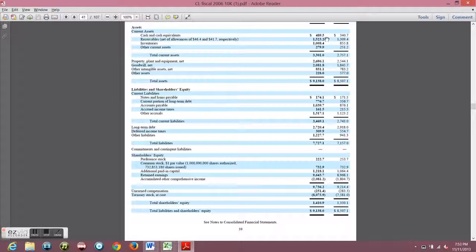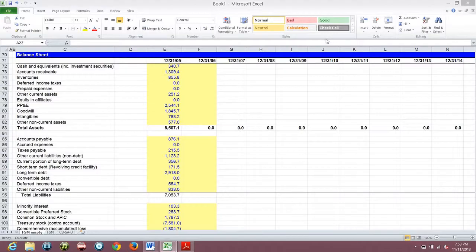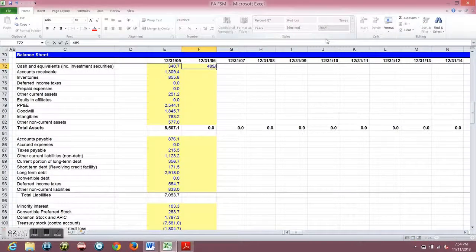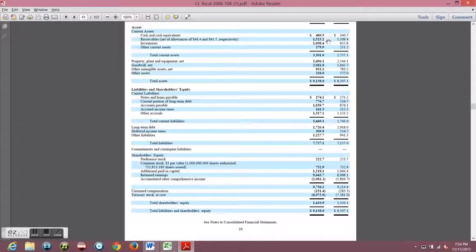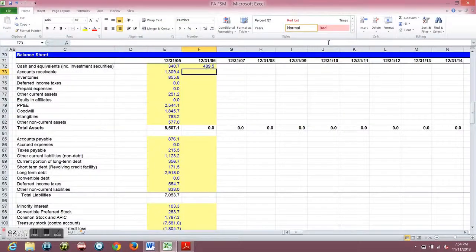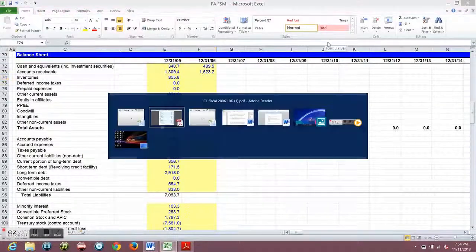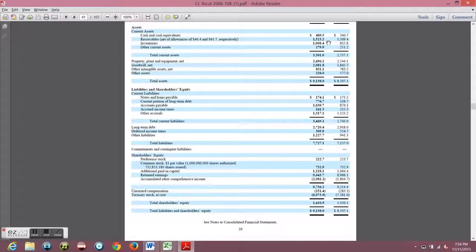489.5. Accounts receivable is going to be 1523.2, and this is essentially the amount that our customers owe us since they did credit transactions. Inventory is essentially our final goods that's on our shelves, I guess.